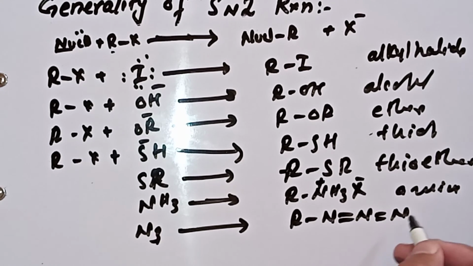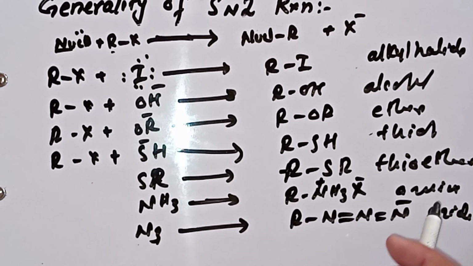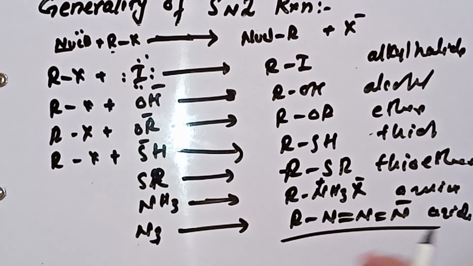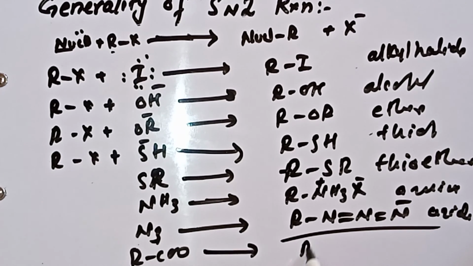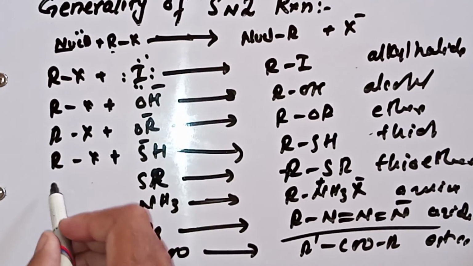So different groups, when used as a nucleophile, produce different compounds, different functional groups. Even carboxylic acid can be formed. Even ester can be formed, by using the RC double bond O group, it produces RC double bond OR, which is ester. Nitrile can also be formed, and phosphonium salt can also be formed. So these are the generality of SN2 reaction.